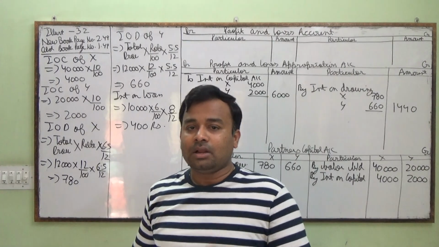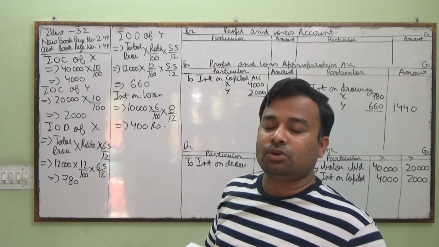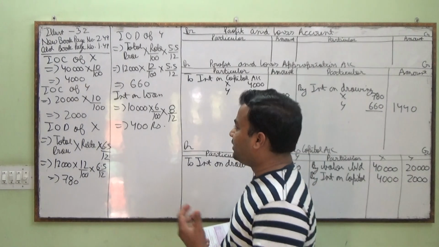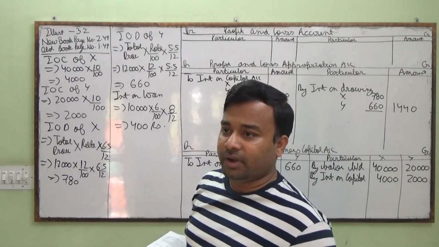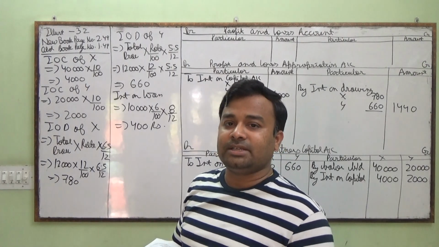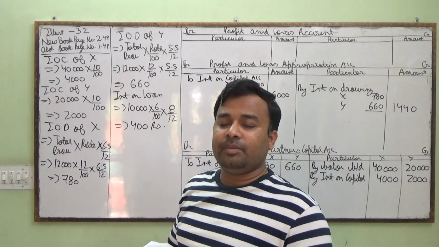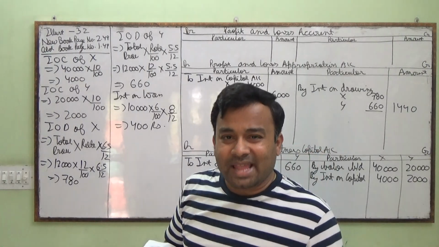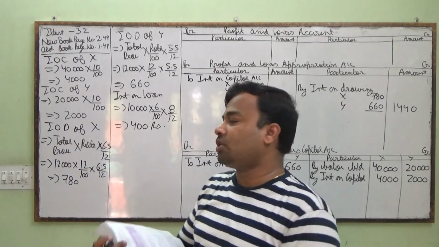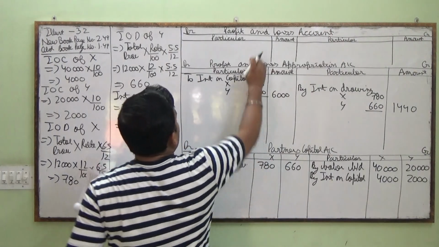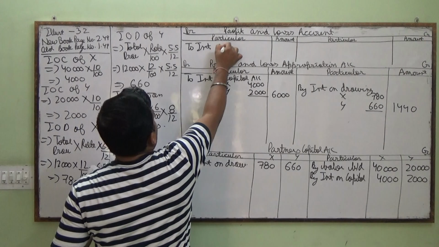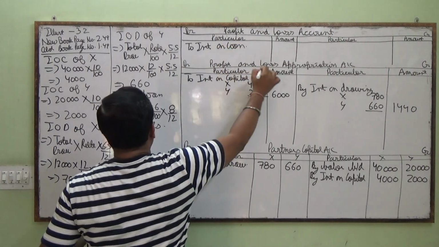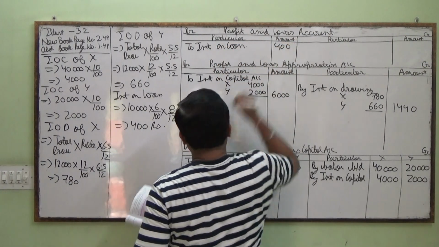At the end of the year, all revenue expenses will be transferred to profit and loss account, or we can say interest on partner's loan is charged against the profit. So what will be the entry for charging interest on loan? Entry will be profit and loss account debit to interest on loan. So this is your profit and loss account. The profit and loss account is debited by interest on loan, to interest on loan 400.